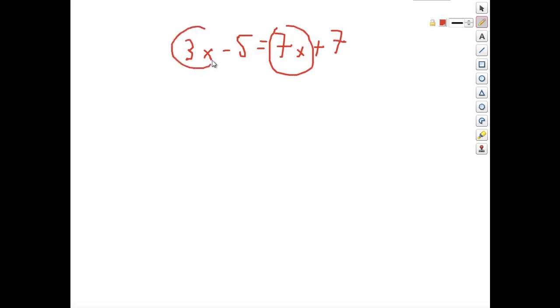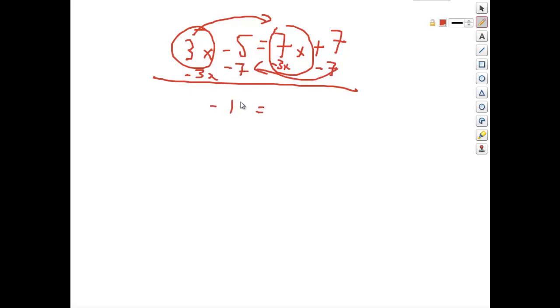Well, let's take a look at 3x minus 5 equals 7x plus 7. This looks a little bit different than previous equations, but what we have to do here is group terms. In this case, I want to move the 3x to the other side. I want to move the 7 to this side. So I subtract 3x from both sides. I subtract 7 from both sides.